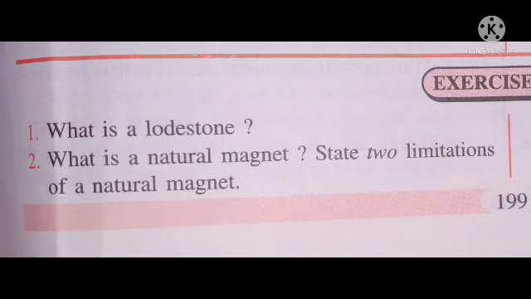Question number 2. What is a natural magnet? State two limitations of a natural magnet. The pieces of lodestone found in nature are called natural magnets. Limitations of natural magnets are as follows. First, they are irregular and odd shaped. Second, they are not magnetically very strong.